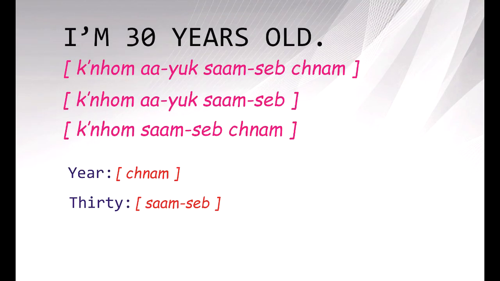Okay, and here is your answer. For example, you are 30 years old, or 35 or 40, up to you. So this sentence, I'm 35 years old. So 30 is sam sap. Below is the meaning of the word 30 and year. 30 is sam sap and year is chnam. So I'm 30 years old. In Khmer we say khnyom ayu sam sap chnam.